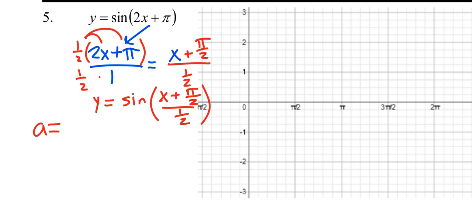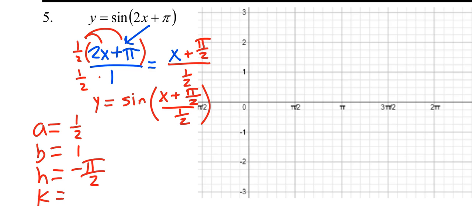Okay, what's my A, my B, my H, and my K? A is what? 1/2. Good call. How about that B? 1. H? Negative pi over 2. Yeah, be careful. Remember, it's x minus h. And K? 0.